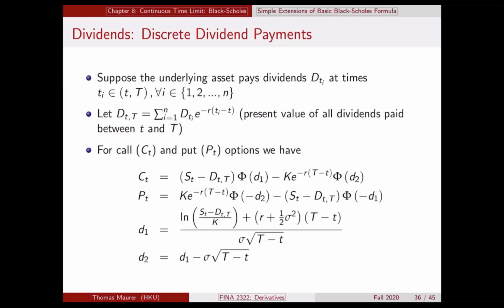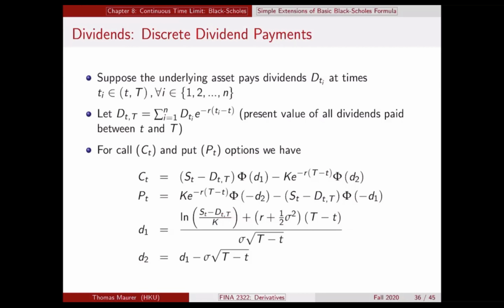So if you have a discrete dividend payment, a lump sum, at some time during the lifetime of the option, then for the call option, instead of just the price of the underlying times the probability of being in the money, I subtract from the price of the underlying the present value of all the dividends during the lifetime of the option. And in that threshold value D1, I again have to subtract the present value of dividends from that price S.